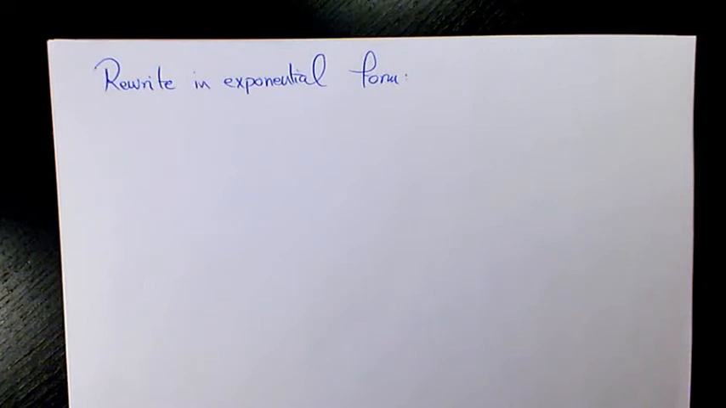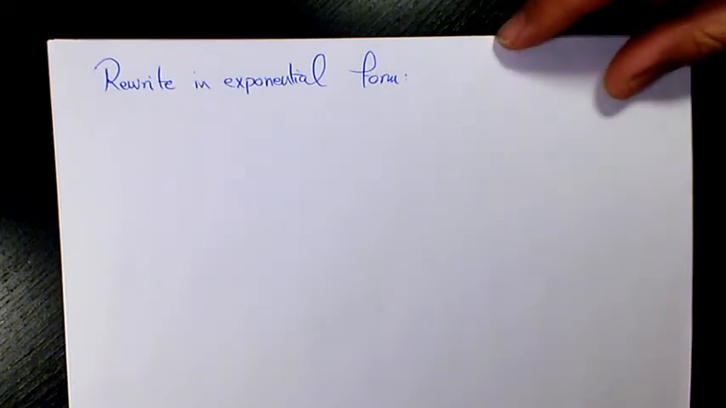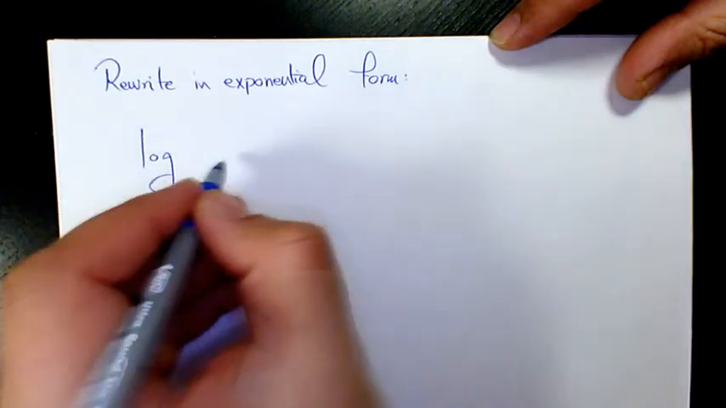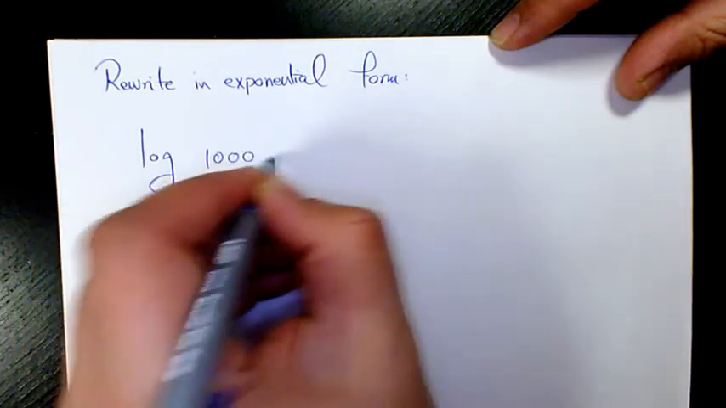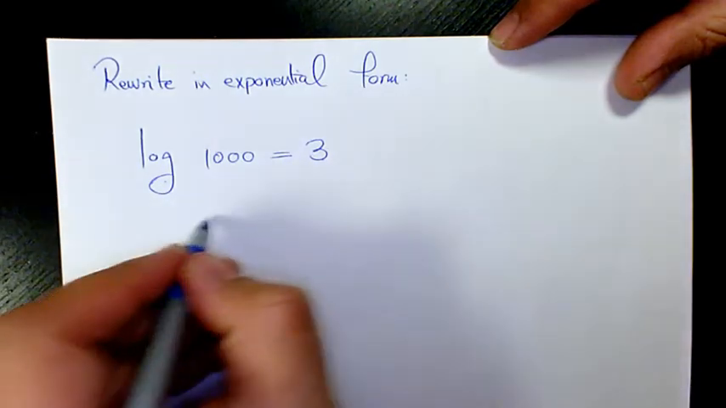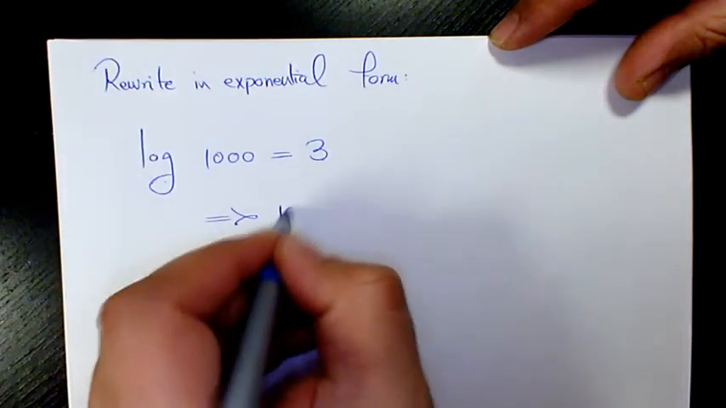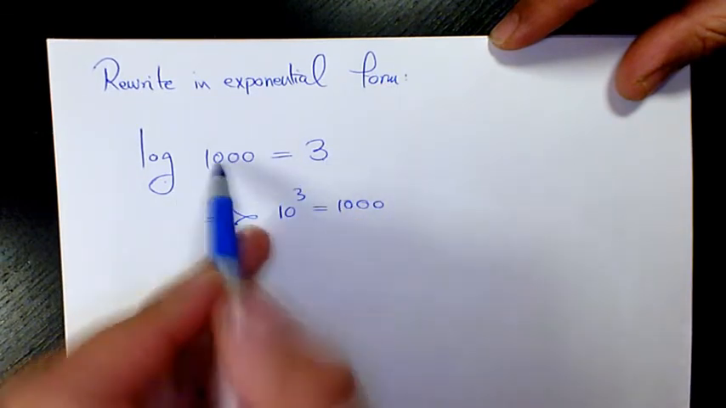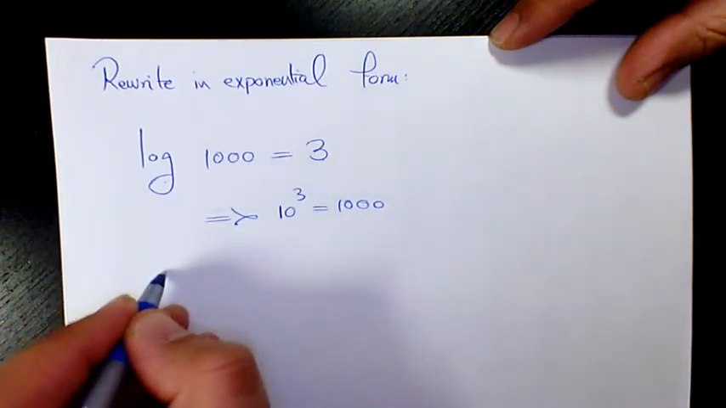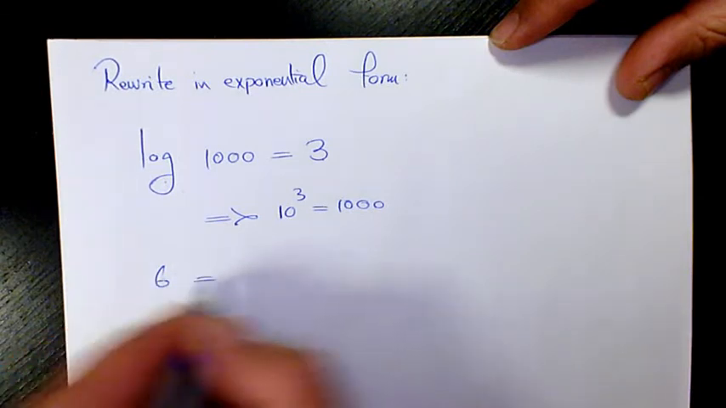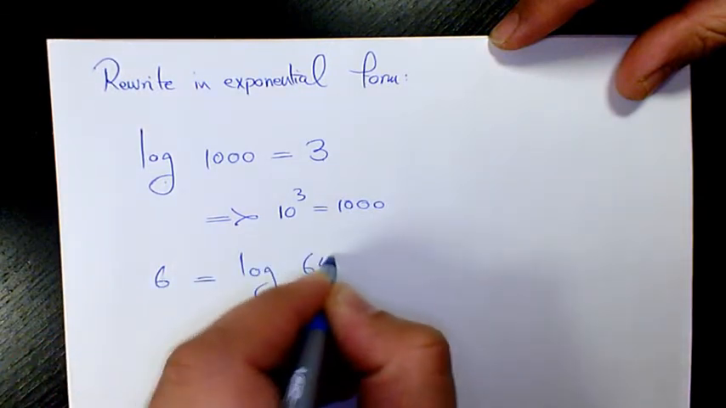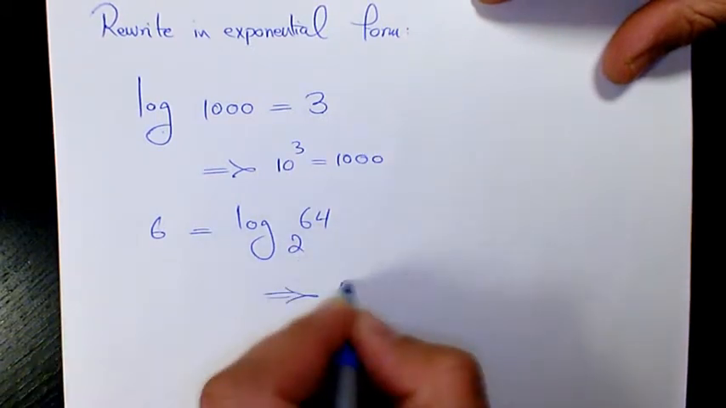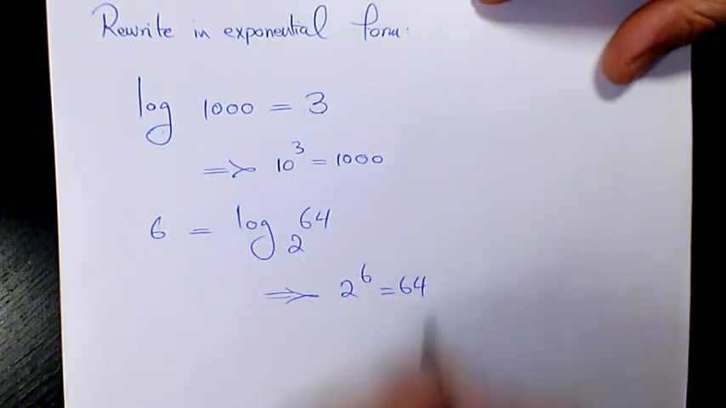Sometimes you're asked to rewrite the equation in exponential form. For example, you have log 1000 equals 3. You're going to say 10 to the power of 3 is 1000. 6 equals log 64 base 2. We're going to say 2 to the power of 6 equals 64.